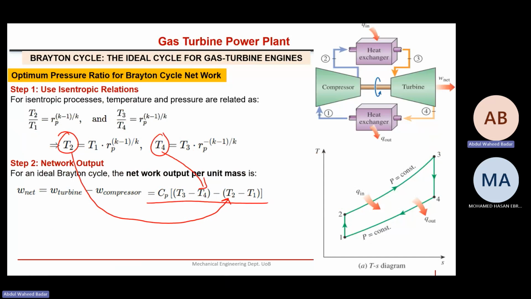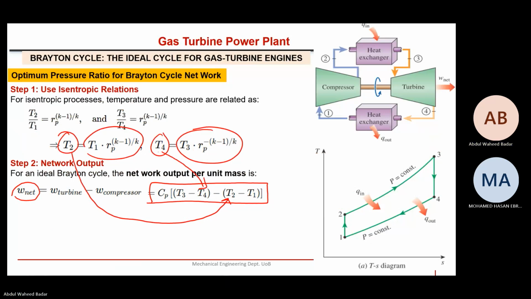So that you will have an equation in terms of only T1 and T3, which are given, which are fixed. And then we shall simplify it. Here is the network output equation. So let's take T4 here and T2 here. This one and this one.